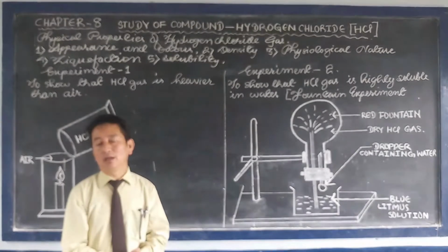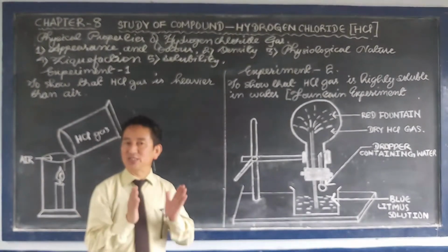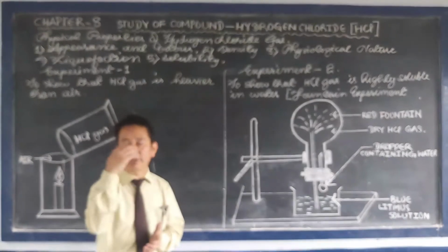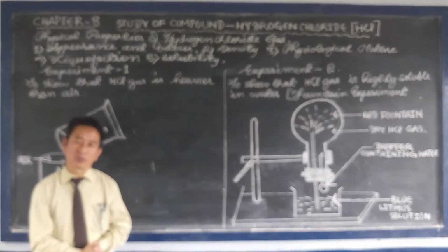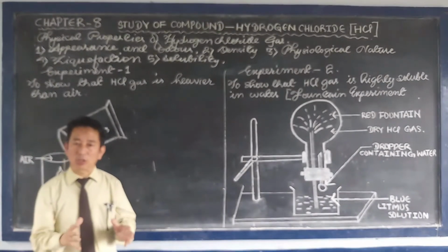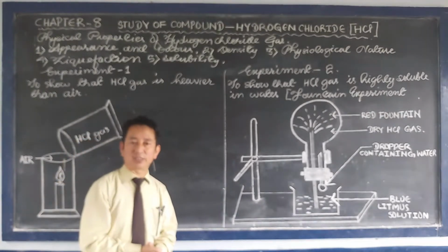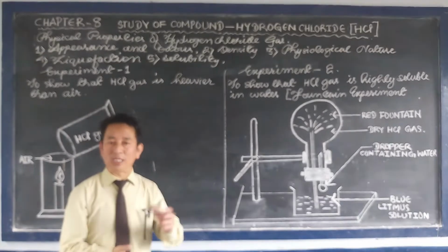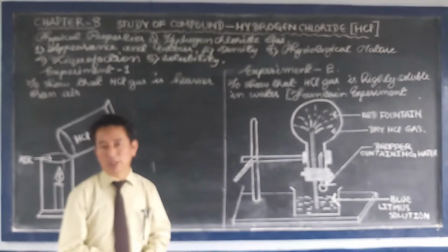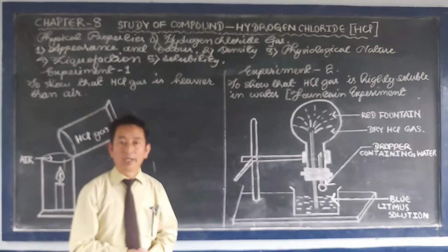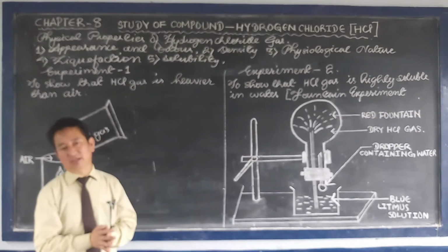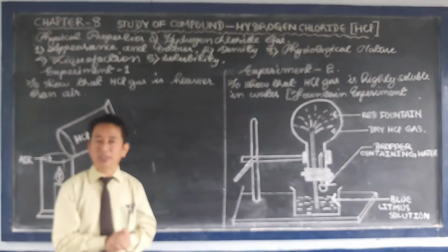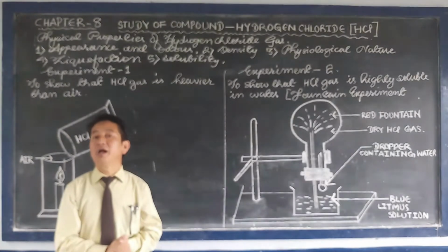Explain why concentrated nitric acid is not used for the preparation of hydrogen chloride, because concentrated nitric acid is a volatile acid. It may volatilize along with hydrogen chloride. Now name the drying agent. Concentrated sulfuric acid is a drying agent.